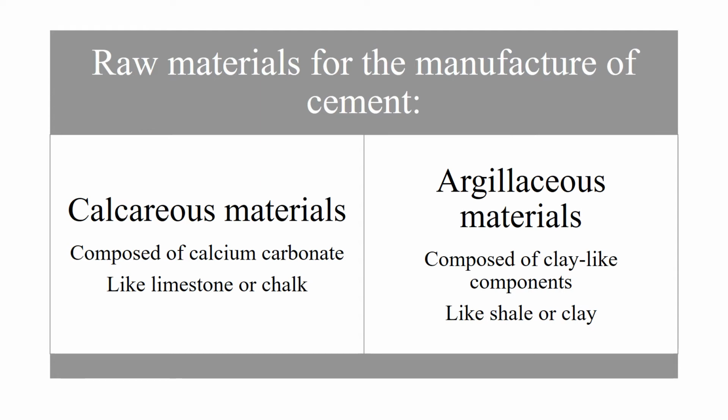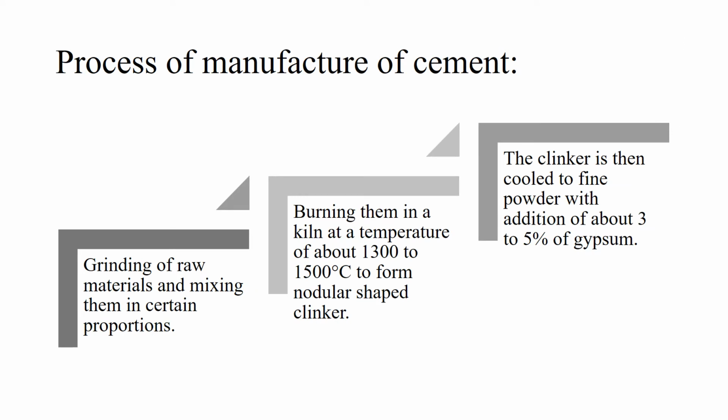Now let's discuss the process of manufacture of cement. The process of manufacture of cement consists of grinding the raw materials, mixing them in certain proportions, and burning them in a kiln at a temperature of about 1300 to 1500 degrees Celsius, at which temperature the materials partly fuse to form nodular shaped clinker.